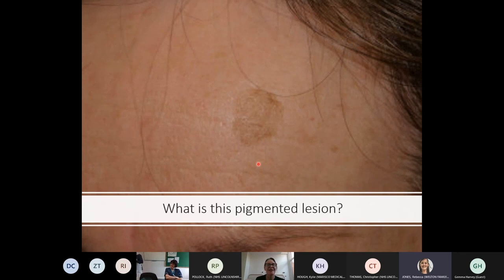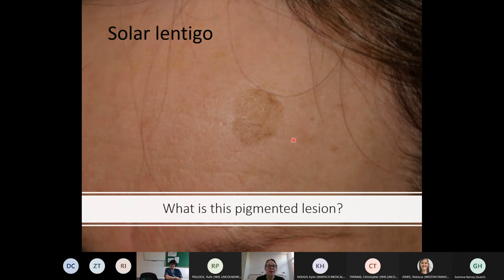From the photo, I think it looks like lentigo, but it's difficult. You'd want more history and then probably a closer look at it. Yeah, I think you're right, Rebecca. This is what we call a solar lentigo. So lentigo is a dermatology term for what we call a freckle. So this is a sun freckle.